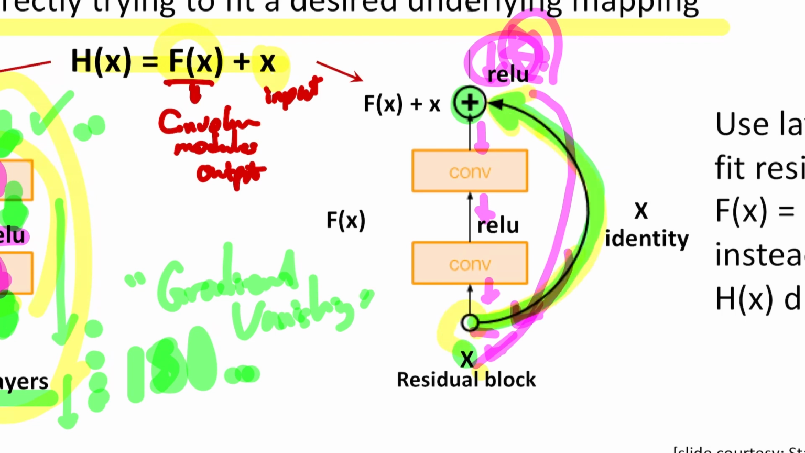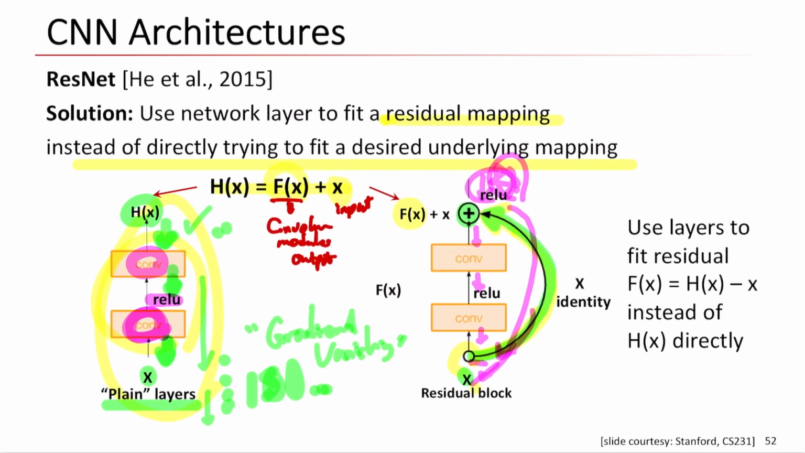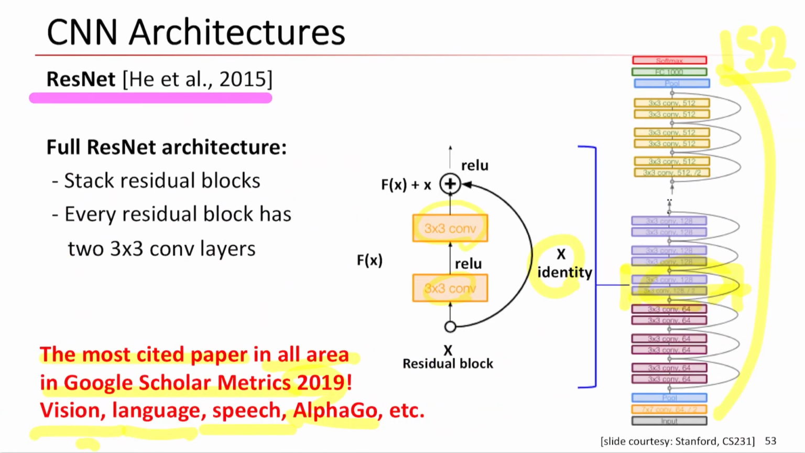So by connecting input to output, we can just estimate the residue here as the output of this convolution layer, which lets us train the network more effectively and efficiently, right? So this is the deep residual network, right?